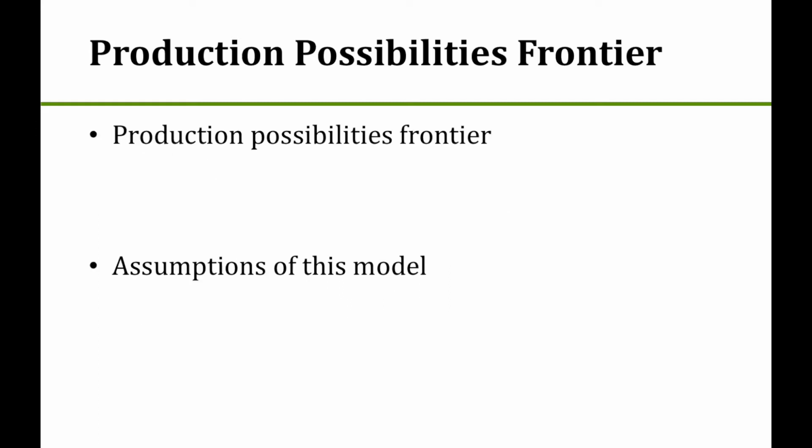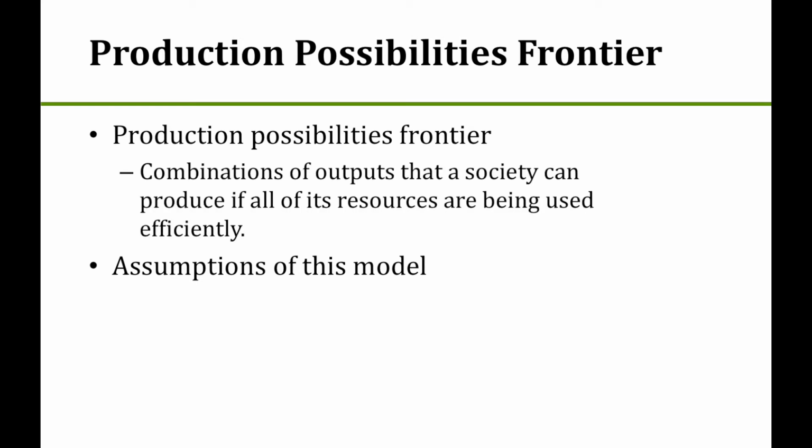So speaking of which, we were talking about the economic models. Here is our first economic model, and it is called the production possibilities frontier. First of all, let's try to define the production possibilities frontier. The production possibilities frontier gives us the combinations of outputs that a society can produce if all of its resources are being used efficiently.